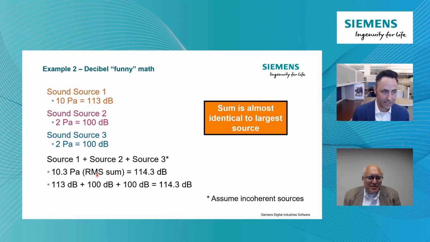Again, we're going to do this RMS sum. So 10 plus 2 plus 2, that gives us 10.3. Convert that to decibels, 114.3. That's 10 squared plus 2 squared plus 2 squared, all square rooted, 10.3. Correct. Yep, exactly. What do you notice about this sum, 114.3? That 114.3 is very close to source 1.